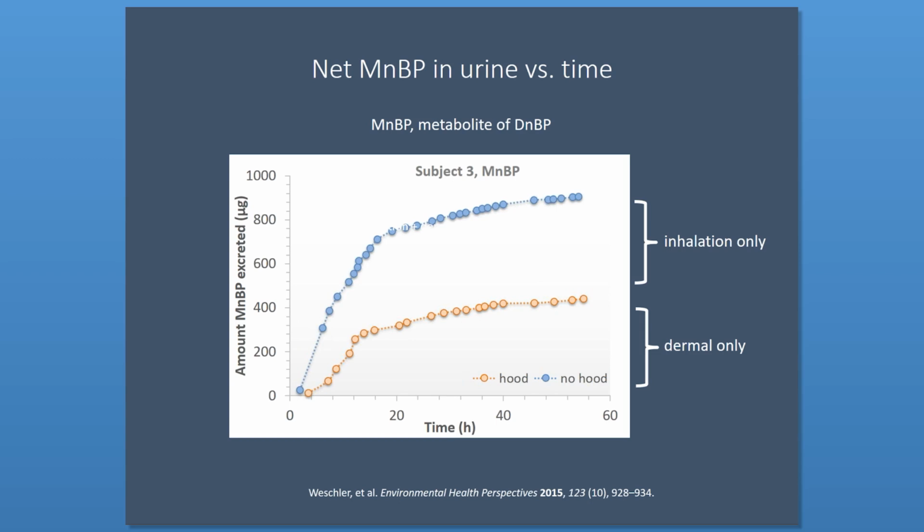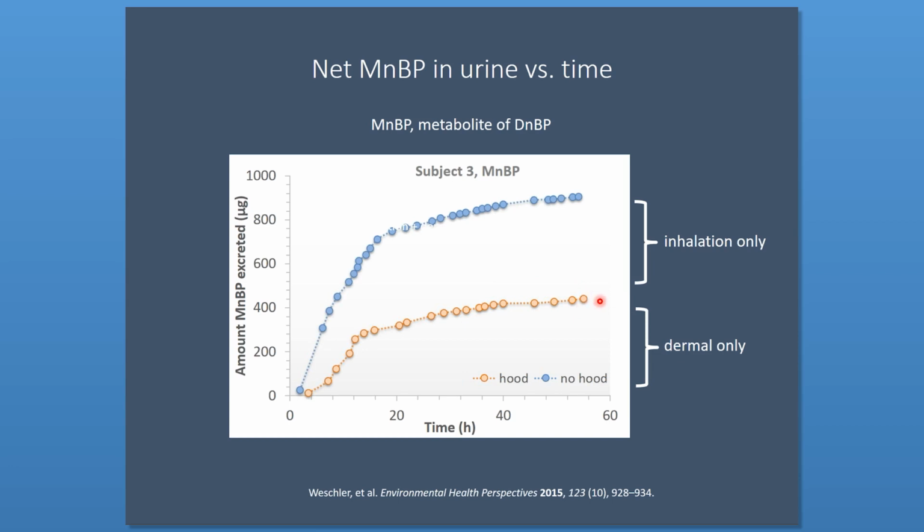This is a cumulative amount, so what's happening here is that the curve represents the total amount. When you're done at the end of 54 hours or so, the last point represents the total that was absorbed. This also accounts for the background amount that you see in urine before the experiment, so that was actually subtracted out. So the orange result there is where the subjects are wearing a hood, and this is where the subjects are not wearing a hood. So this is inhalation and dermal uptake. This is only dermal uptake.